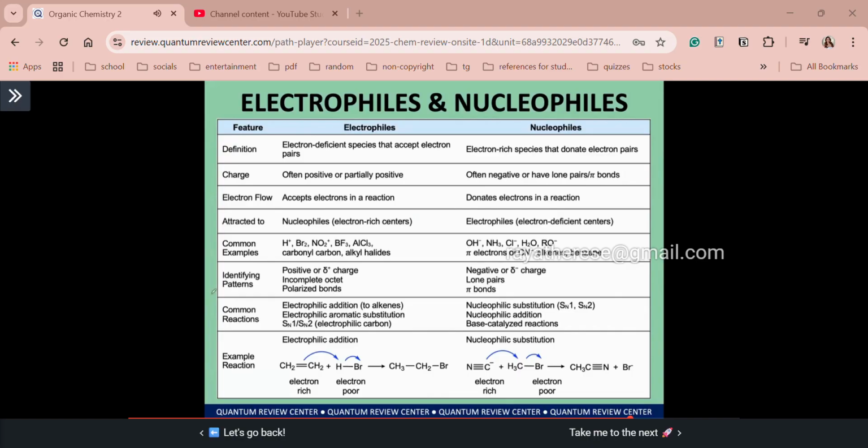We discussed our example reactions, and for the patterns and common reactions, this is just supplementary, so I will give you this one as a reading assignment. Clear? For identifying patterns, this is similar to our charges. Positive means an incomplete octet and highly polarized bonds, which is why it has a positive or partially positive charge. The opposite is true for nucleophiles. They are electron rich, so they have an extra electron. They are negative or partially negative because of the presence of lone pairs. And class, remember again, pi bonds are electron rich.